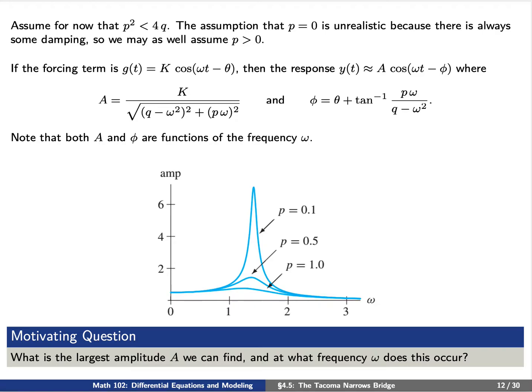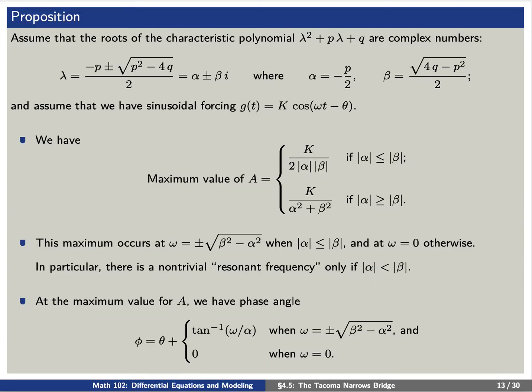We're motivated by the following question. What is the largest amplitude A we can find, and at what frequency ω does this occur? We found answers to both of these questions in the following proposition. As before, let's assume that the roots of the characteristic polynomial are complex numbers. That is, λ equals α ± βi. Moreover, let's assume that we have sinusoidal forcing. That is, g(t) equals K times cosine(ωt − θ).